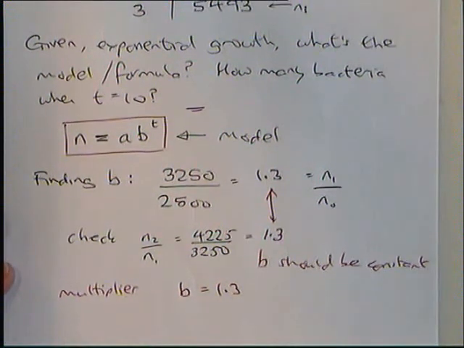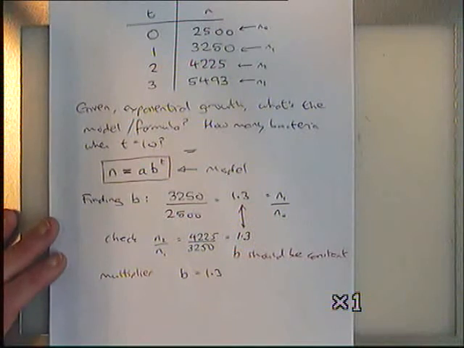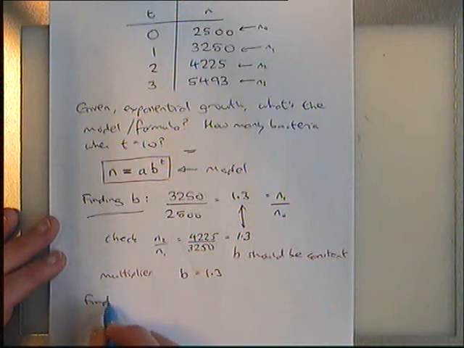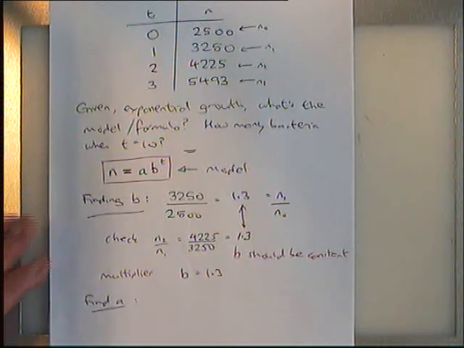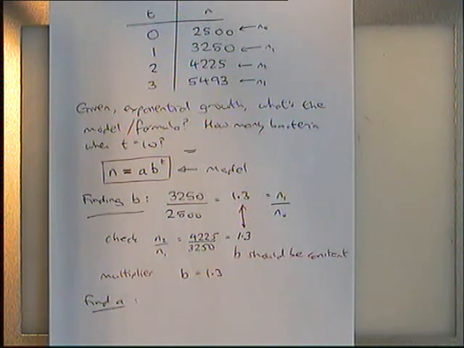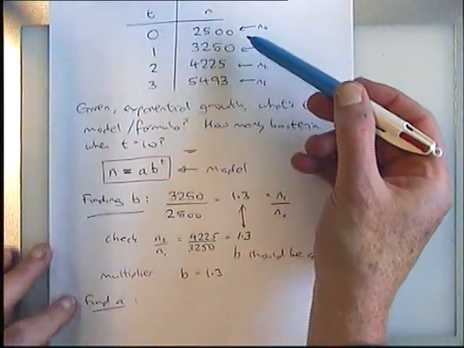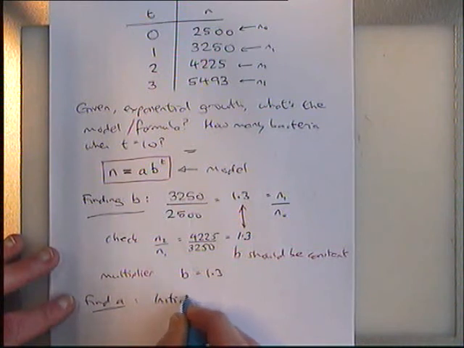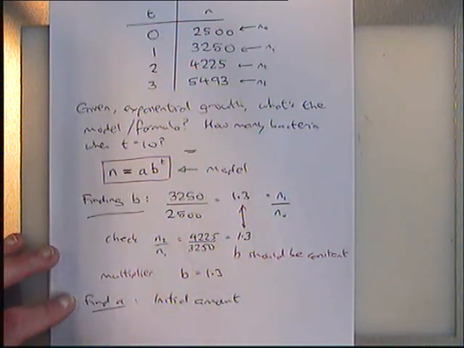Right, can anybody tell me, if I zoom out so we can see the whole table, what in this model, what's A? So that was finding B. If I want now to find A, how will I go about finding what A is? We said earlier what A was, we should have written it down. Bethany? It's 2,500, yeah. A is the initial amount, the amount that we start with. It's the amount at time 0, so A here is going to be 2,500.